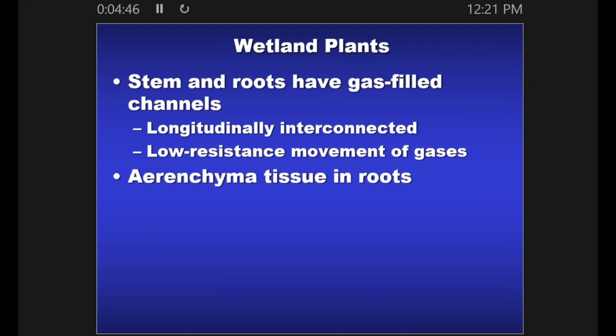So there's a fancy name for it. They call it aerenchyma tissue. So aerenchyma, A-E-R, is referring to oxygen. I'm just saying it's tissue that is designed to allow for better oxygen flow through that part of the plant body. And when you look at it under the microscope, it just looks like big holes in the tissue. It's just open air spaces in the tissue.